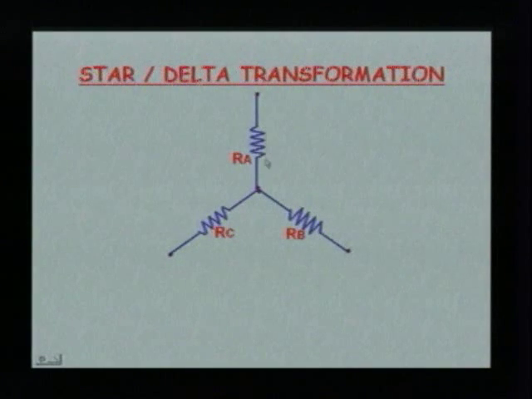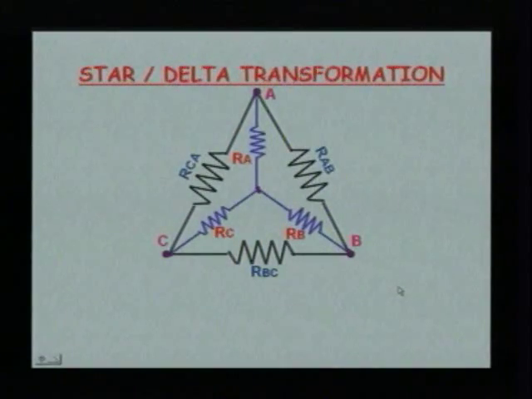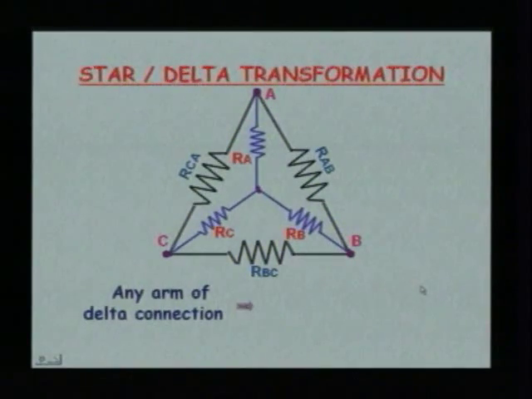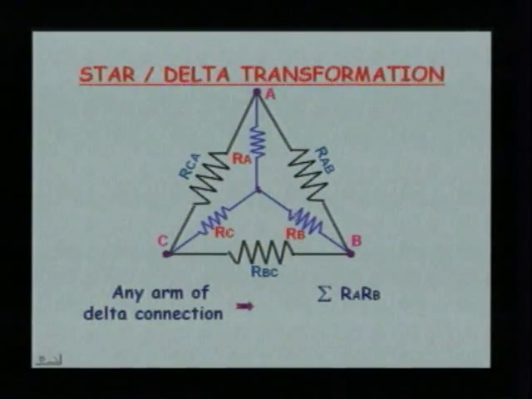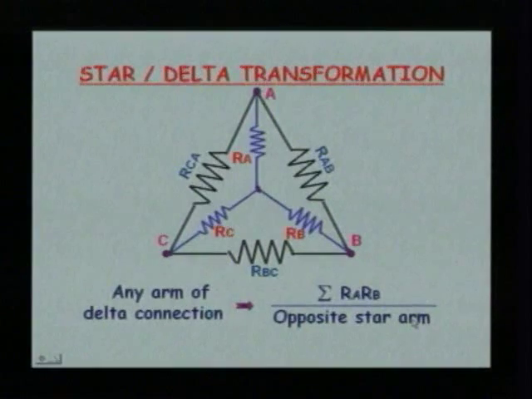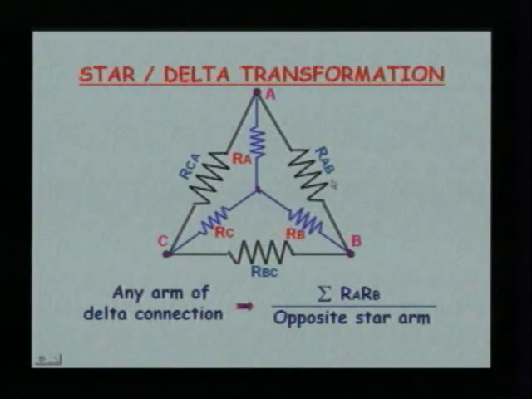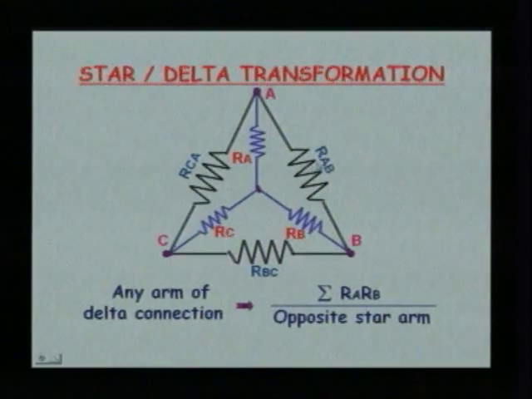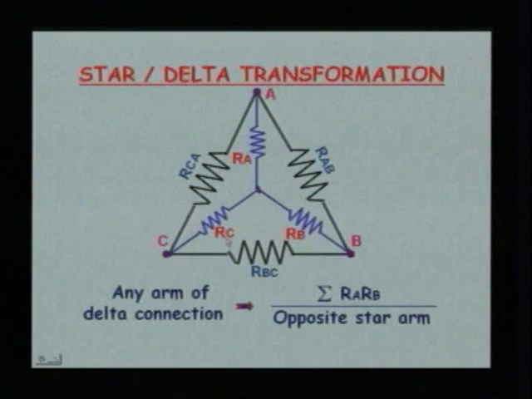Let us generalize this. Given a star network, we want to find the equivalent delta. The equivalent delta can be obtained like this: RAB, RBC and RCA, that is, any arm of the delta connection is equal to sigma RA RB, indicating that we multiply RA RB plus RB RC plus RC RA, divided by the opposite star arm. If we are considering RAB, we take the arm opposite to it, that is RC. If we are considering RBC, we take RA, and if it is RCA, it has to be RB.